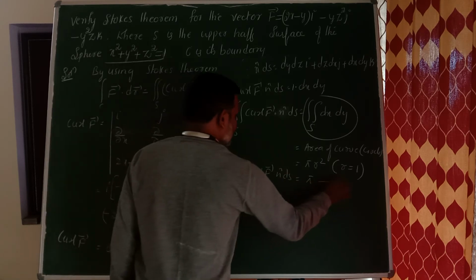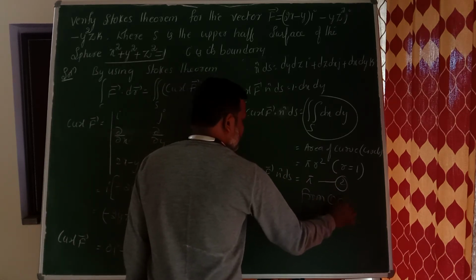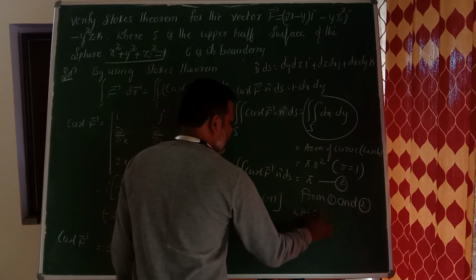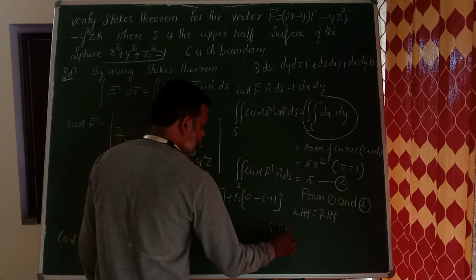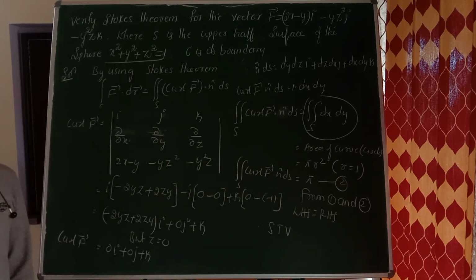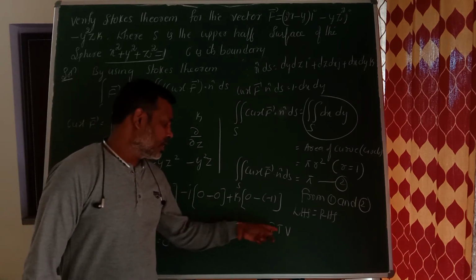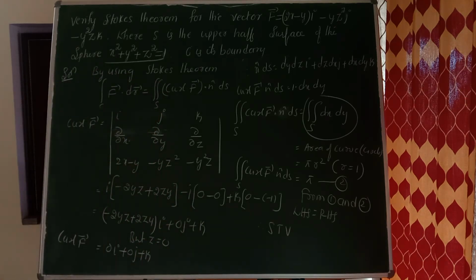Am I right here? Equation 2. From 1 and 2, both of the answers are the same. From 1 and 2, we can get LHS is equal to RHS. Therefore, we verified the Stokes theorem. Stokes theorem is verified. Don't write like this, STV. You have to write completely, Stokes theorem is verified. Am I right here? Okay, and then thereafter we can discuss one very important problem of Stokes theorem.